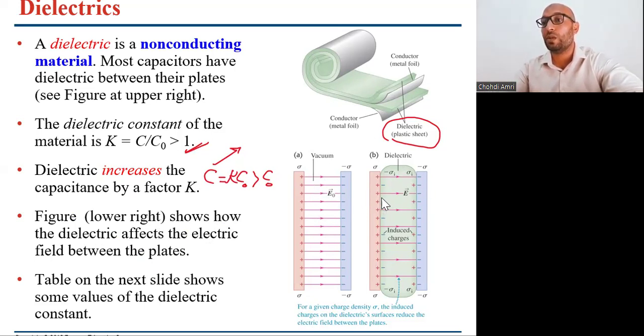Now, if the dielectric is inserted between the two parallel plates to fill up the space between the plates, what are we going to get? There is a polarization. There is induced charge on the left side, and this induced charge is negative because the plate is positive, so they will be attracted. And there is positive induced charge on the right side of the dielectric, attracted by the negative charge of the plate. Here there is the appearance of another electric field, which is induced and has a low magnitude. For a given charge density sigma, the induced charge on the dielectric surface reduces the electric field between the plates. And the resulting electric field after the dielectric will be less than the electric field before the dielectric, because there is an induced electric field.